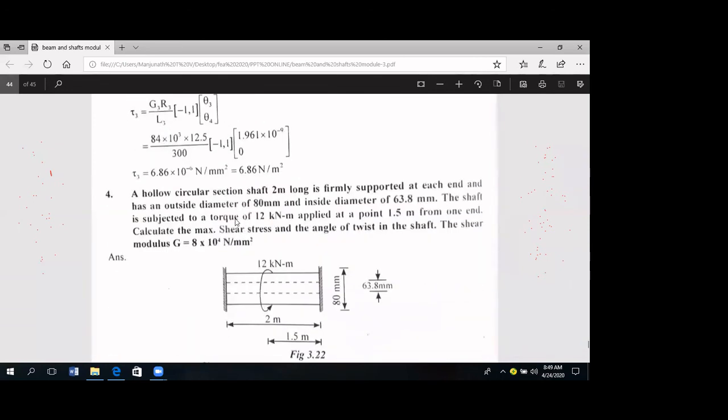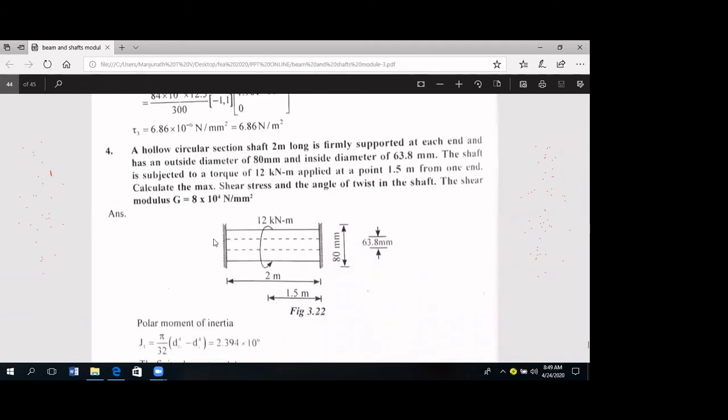One more different type of problem we are going to consider here: a hollow circular shaft. A hollow circular shaft 2 meter long is firmly supported at each end and has an outside diameter of 80 mm and inside diameter of 63.8 mm. The shaft is subject to a torque of 12 kilonewton meter applied at a point 1.5 meter from one end. I have taken the right end, so from the right end 1.5 meter the torque of 12 kilonewton meter is applied. Calculate the maximum shear stress and angle of twist in the shaft.